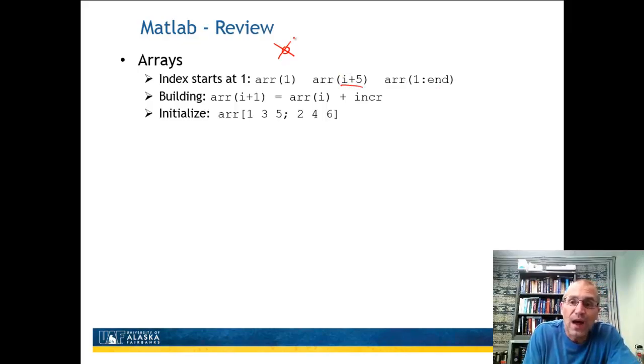If I want a range of values within the array, then we'll use the colon operator. I could go 1 to 5 if I knew the exact amount. There's also this word end, which is just the end of the array.